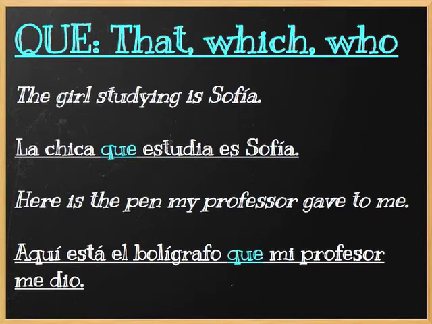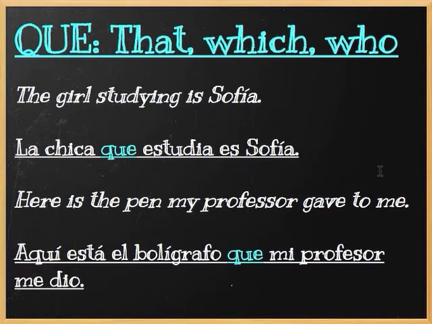It's very literal here. The girl that studies is Sofía. Notice I don't have here estudiando or está estudiando. The present tense can suffice here. So, la chica que está estudiando or la chica que estudia es Sofía.